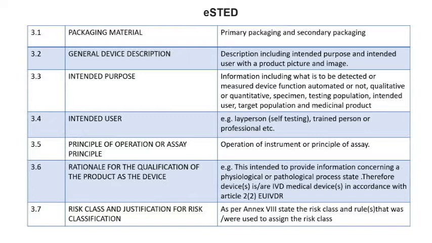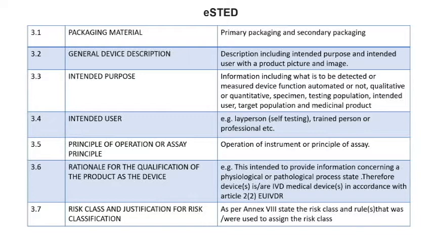Intended purpose: the intended purpose of the device, which may include information on what is to be detected and or measured. Device functions such as screening, monitoring, diagnosis or aid to diagnosis, prognosis, prediction, companion diagnostic, the specific disorder, condition and risk factor of interest that it is intended to detect, define or differentiate, whether it is automated or not, whether it is qualitative, semi-quantitative or quantitative, the type of specimen required, where applicable, the testing population, and the intended user. In addition, for a companion diagnostic, the relevant target population and the associated medicinal product.